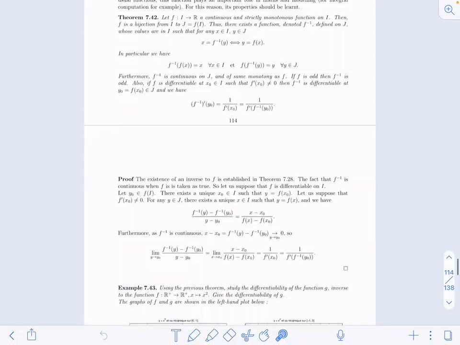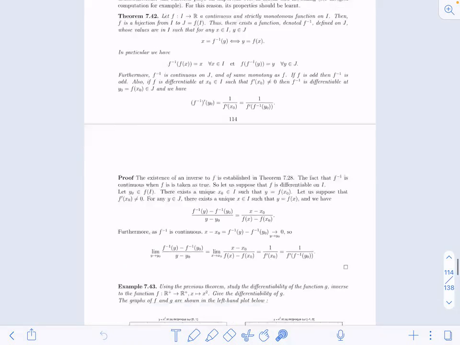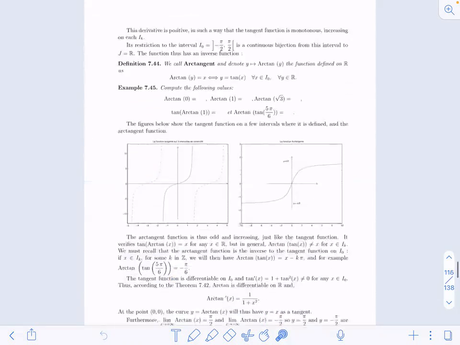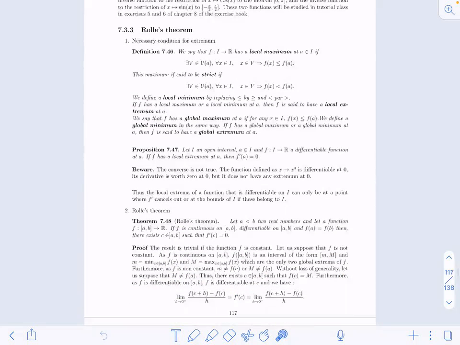So we've studied the inverse of tangent, sine, I think, and probably hyperbolic sine, and we'll study the inverse of many more functions in the next few days. So we studied arctangent, and we've got a little bit of chapter 7 remaining, with some theorems related.